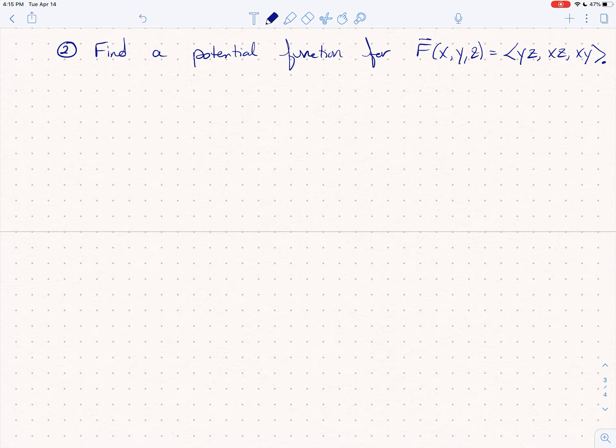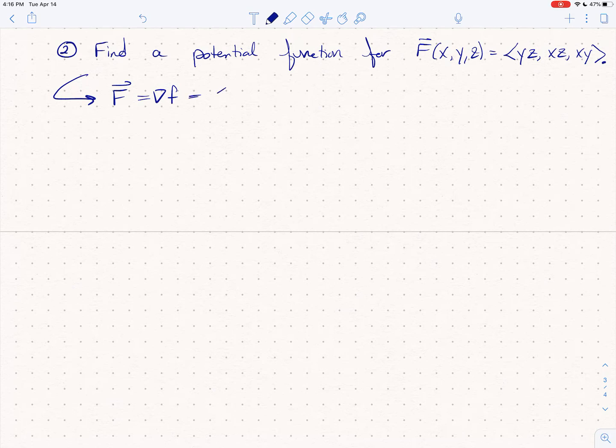So let's begin. First off, if I'm telling you to find a potential function, you can assume that your function is conservative, which means that it's the gradient of something. So we are going to assume that we can write our big F as the gradient of little f. If we can't do that, there is no potential function. And so our goal is to find this little f.